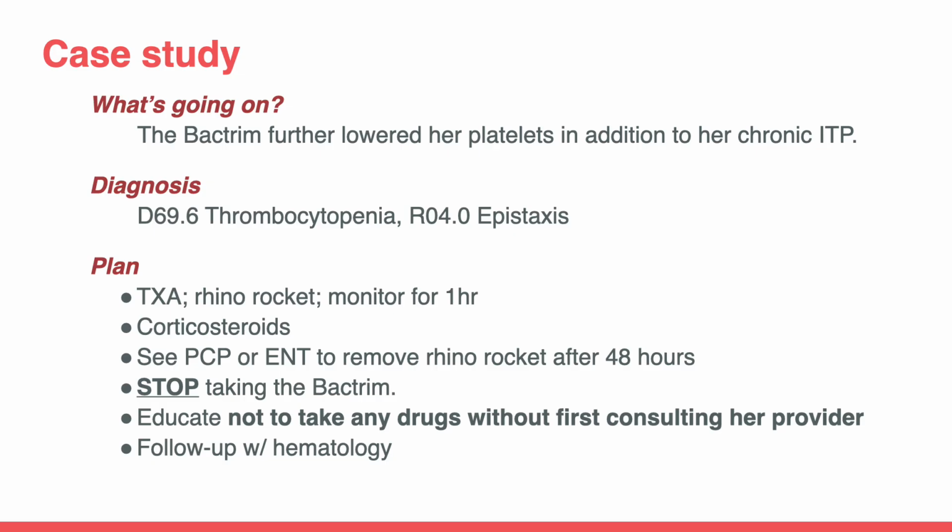Regardless, because of this acute episode of furthering her, it's like thrombocytopenia on top of thrombocytopenia, acute on chronic. We'll probably throw some corticosteroids at her, like maybe a 7-day course of prednisone, and have that rhino rocket removed after 48 hours, whether that's in the hospital or if she was discharged, then her PCP or ENT can go ahead and take it out. We're going to tell her, stop that Bactrim, yo.